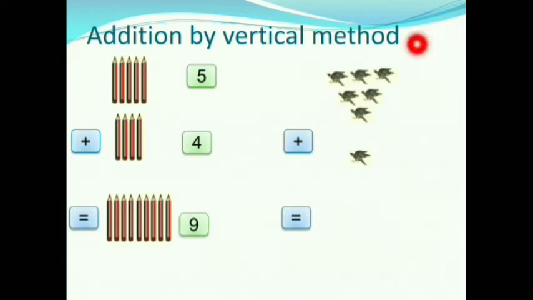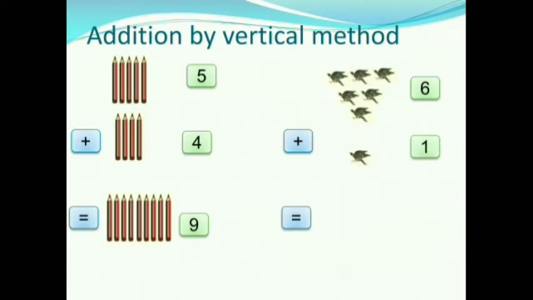See the next pictures. What are these? Yes, these are birds. How many birds are there in the first group? Let us count it. 1, 2, 3, 4, 5, 6. 6 birds are there. So we will write 6. How many birds are there in the second group? Let us count it. In the second group, only one bird is there. So we will write 1.